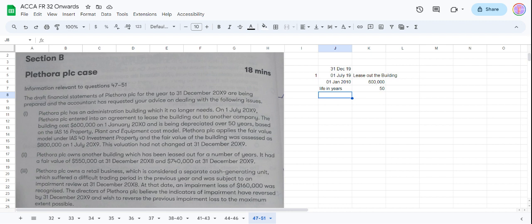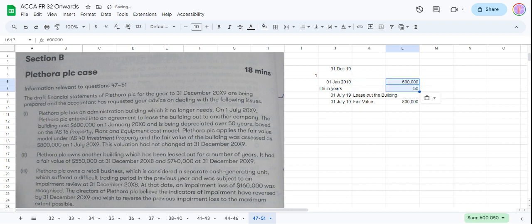PP applies the fair value model under IAS 40 investment property, and the fair value of the building was assessed at 800,000 on 1st July 19. So on this date, when they decided to lease out the building, the fair value of the building is 800,000. This valuation had not changed on 31st December 19; on this date also the fair value remains 800,000.